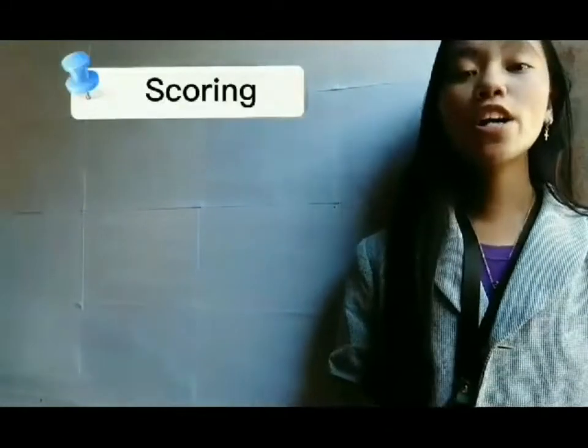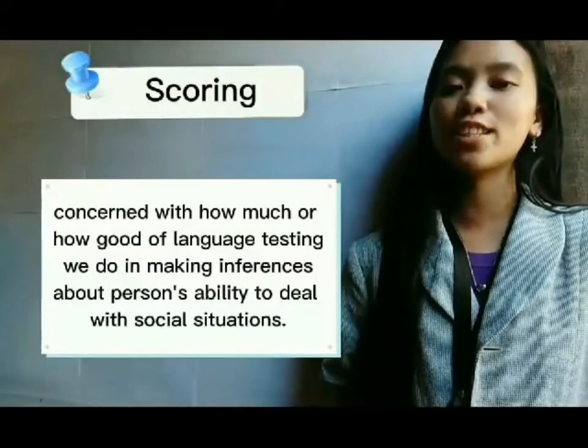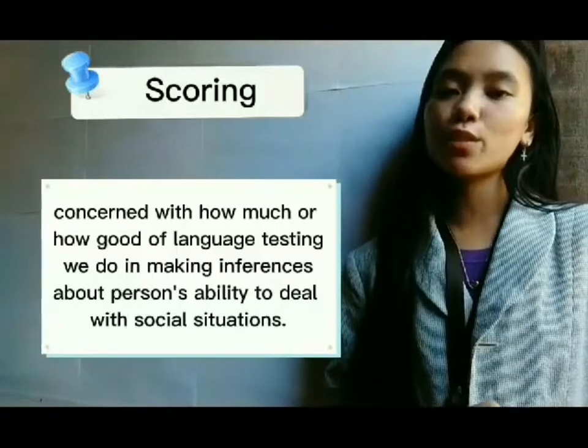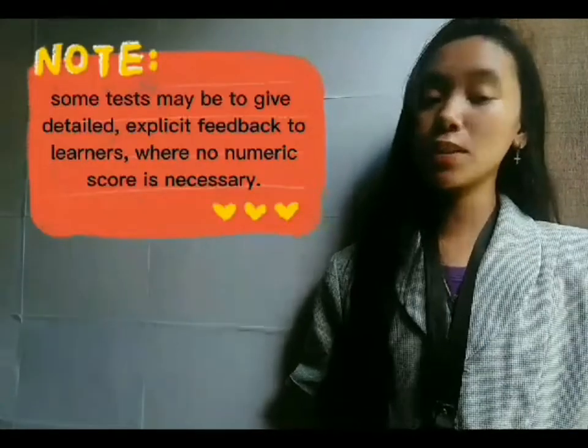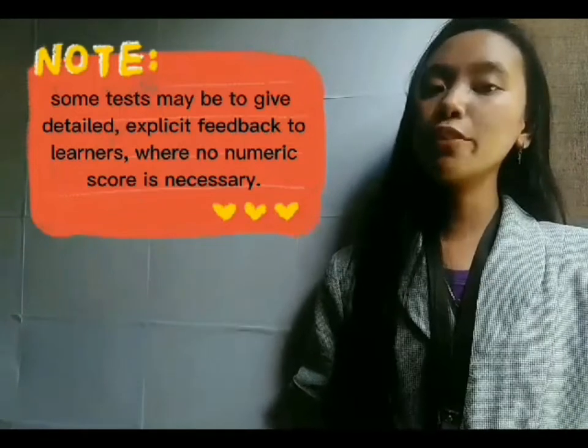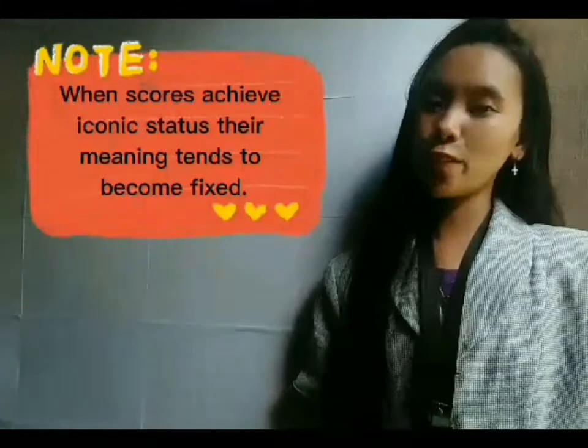Scoring. Scoring is concerned with how much or how good of language we do in making inferences about a person's ability to deal with social situations. A model or framework is descriptive and horizontal, and the scoring model is vertical. The scoring and how we arrive at it are very important. The purpose of a score may be to give detailed, explicit feedback to learners where no numeric score is necessary. How we arrive at a score and the meaning we invest in the score are extremely important. When scores achieve iconic status, their meaning tends to become fixed.